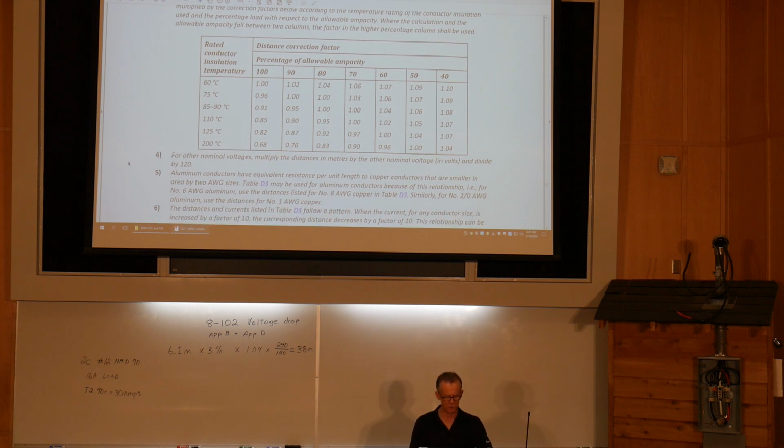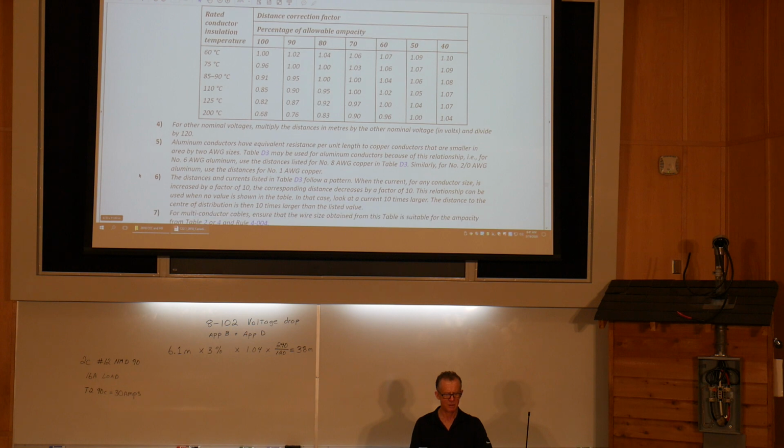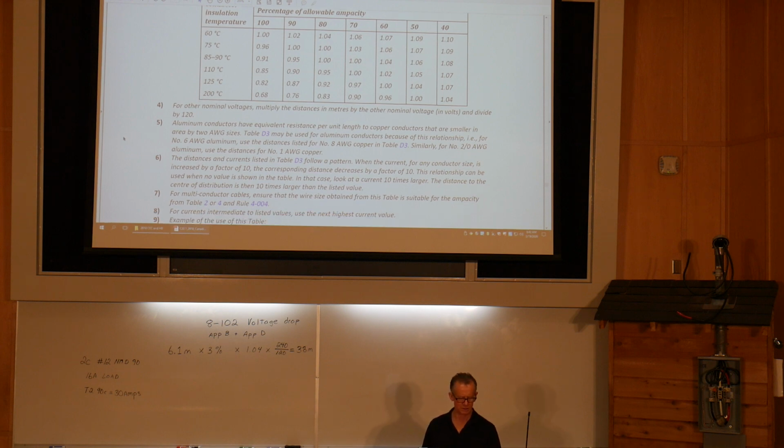Note 5. Aluminum conductors have equivalent resistance per unit length to copper conductors that are smaller in area by 2 AWG sizes. Table D3 may be used for aluminum conductors because of this relationship. For example, for number 6 aluminum, use the distances listed for number 8 copper in Table D3. Similarly, for number 2 aluminum, use the distances for number 4 copper.